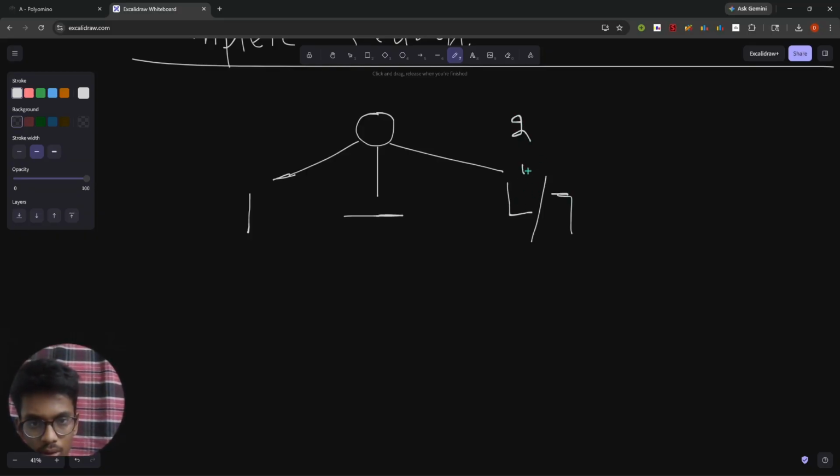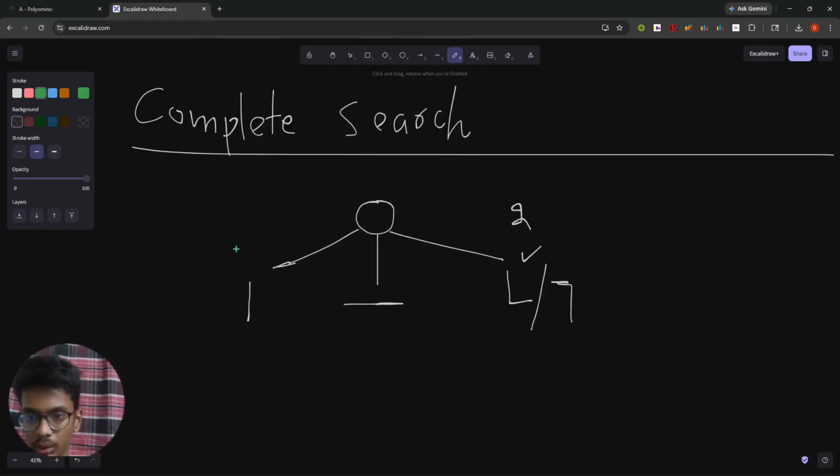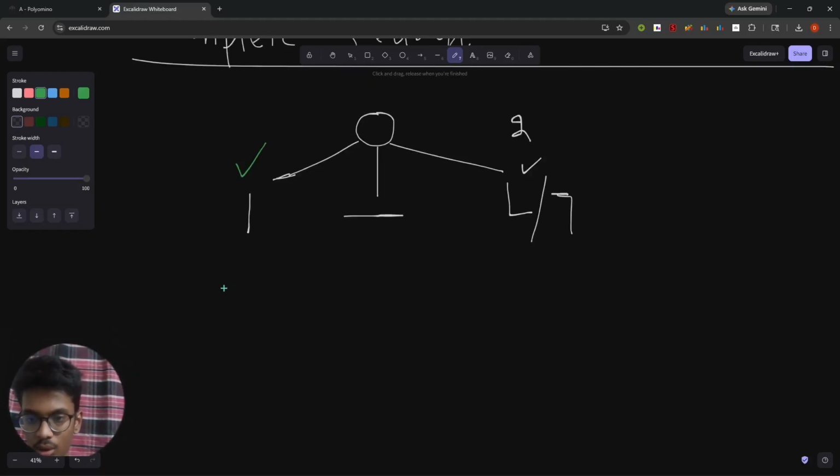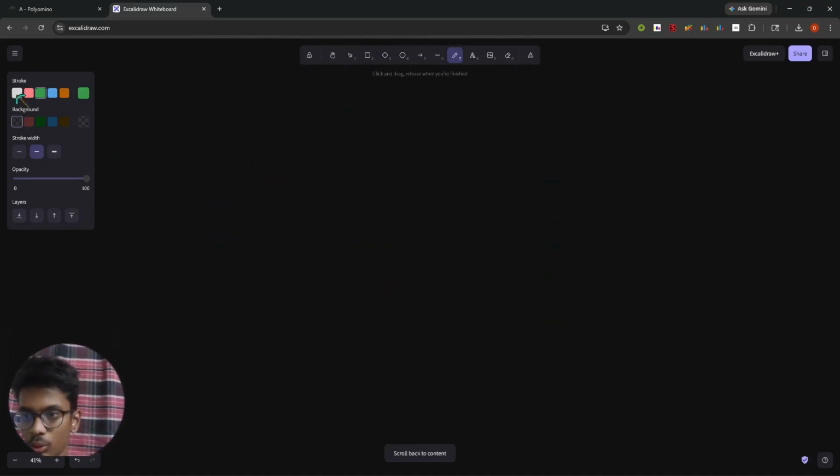Either you can choose the bottom L or you can choose the flipped L. Okay. So when you're doing a complete search, you need to figure out what this configuration is leading to, what this configuration is leading to, what this configuration is leading to. Fine.